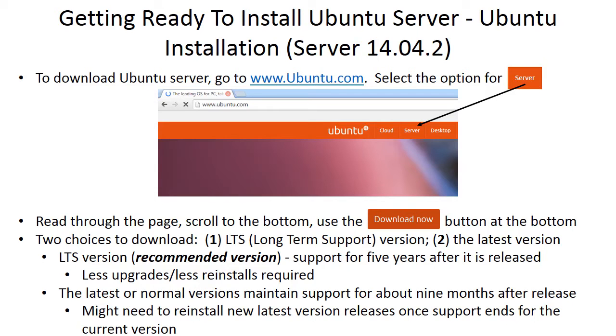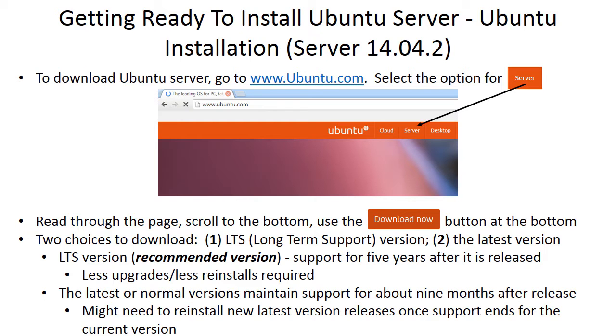To download Ubuntu Server, go to www.ubuntu.com. Select the option for Server Link. It's up there at the top next to Cloud and Desktop. And then look for the download link, which says Download Ubuntu Server.